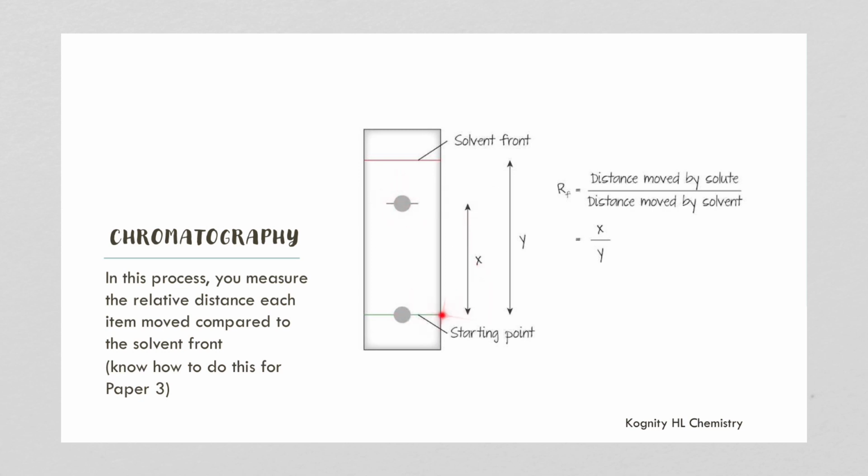So when you're doing this, you need to mark your starting point in some way and your solvent front in some way, so that you can remember where they started and ended, because once the paper dries, you won't be able to see either. And then you can just figure out the ratio of how far it moved compared to others.